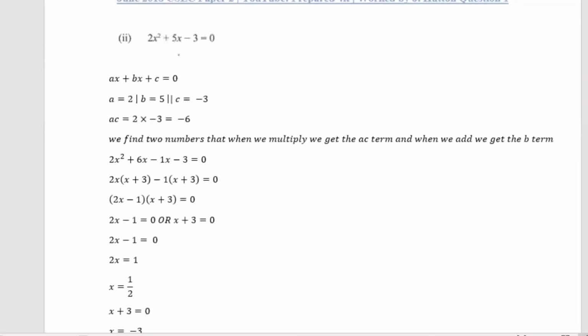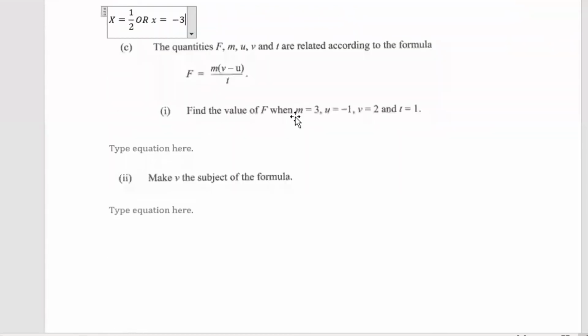Part C now says the quantities F, M, U, V, and T are related to the formula where force is equal to M multiplied by V minus U, over T. So part 1 asks us to find the value of F when M is equal to 3, U is equal to -1, V is 2, and T is equal to 1. So what they're asking us is to basically substitute.